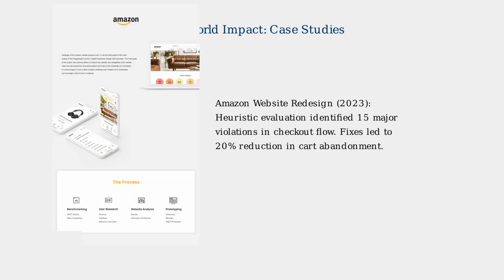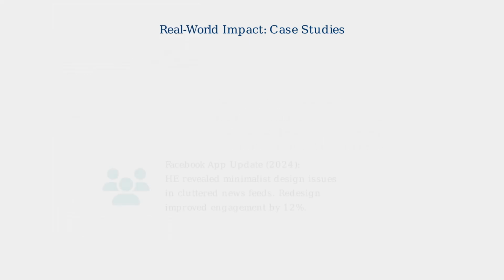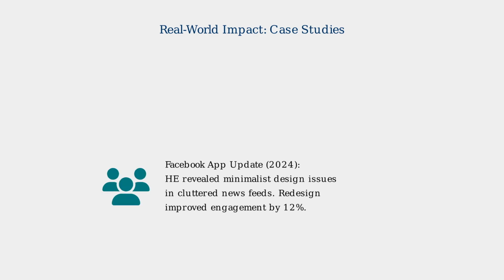Evaluation has proven its value in real-world applications. Consider the Amazon website redesign in 2023, where evaluators identified 15 major usability violations in the checkout process. By addressing issues like error prevention and consistency, the redesign achieved a 20% reduction in cart abandonment rates. Another example is Facebook's app update in 2024. Heuristic evaluation highlighted problems with minimalist design and overly cluttered news feeds. The resulting redesign boosted user engagement by 12% through better organization and recognition of features.